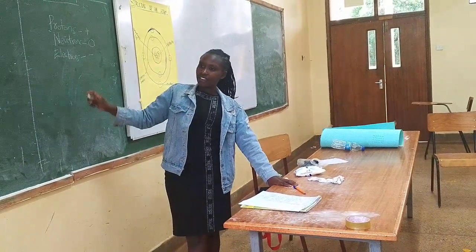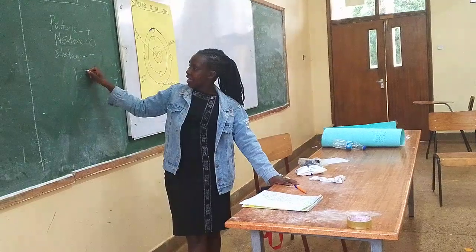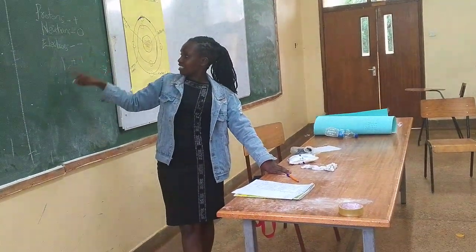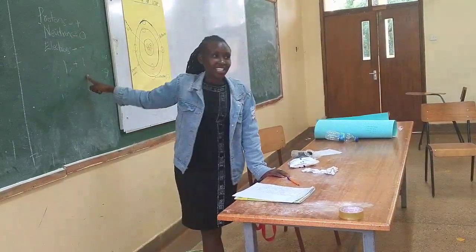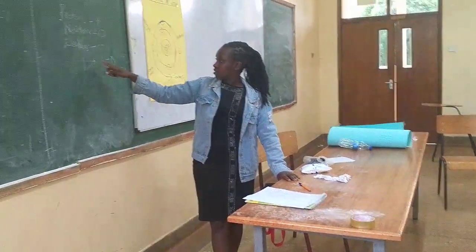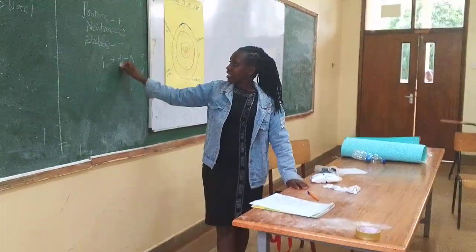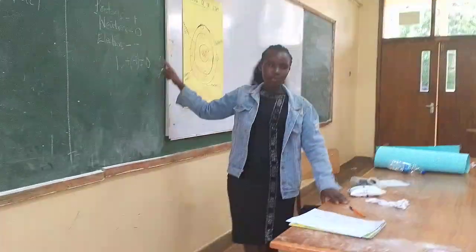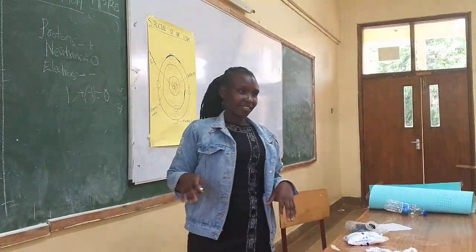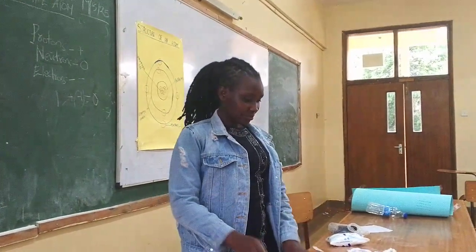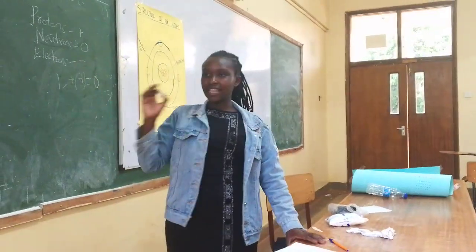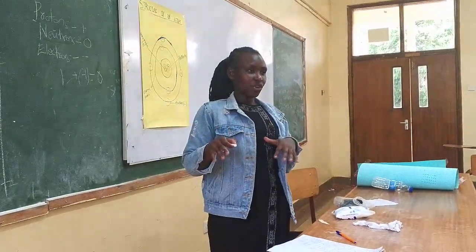So imagine an atom with 1 proton and 1 electron. But you remember, this is positively charged, this is negatively charged. When you add them, they become neutral because this is negative and this is positive. This contributes to the stability of an atom in an element. Have you understood? Yes.